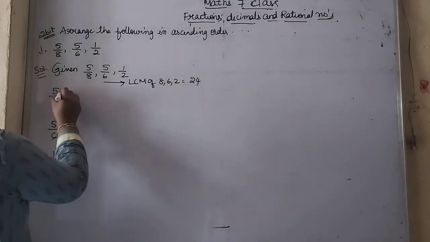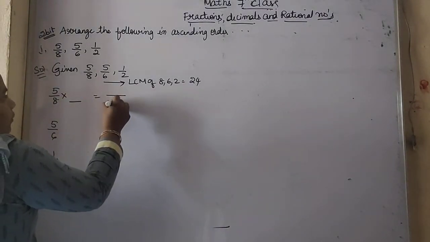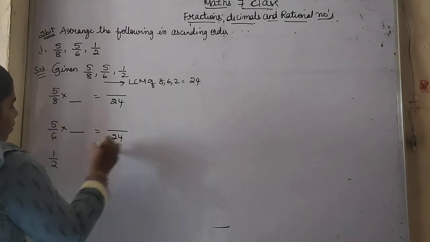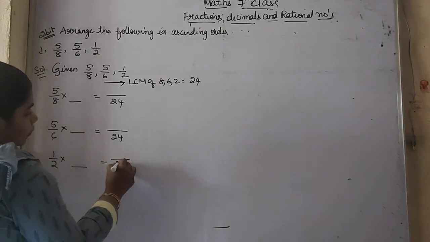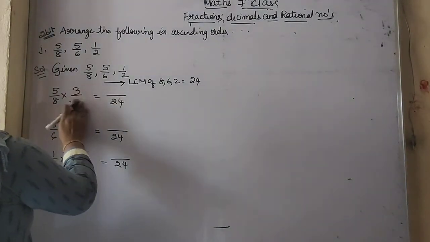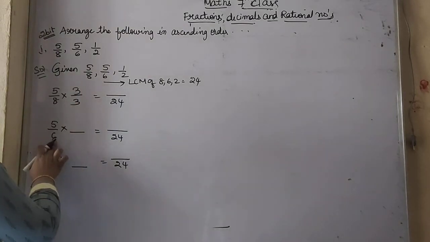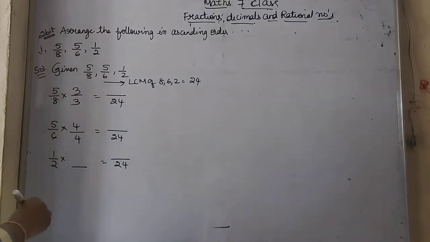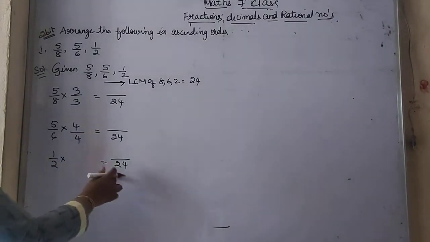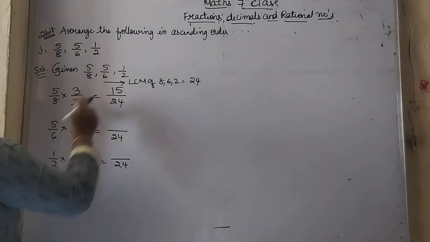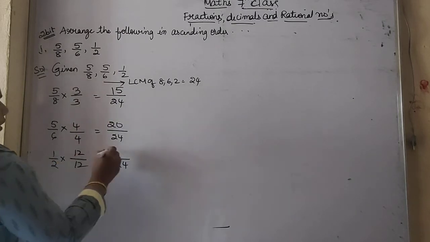Okay, so for 8, how much will you multiply to get 24? We have to take it in the same way. For 6, how much will you multiply to get 24? Again for 2, how much will you multiply to get 24? For 8, that is 3 times, so multiply 3 in numerator and denominator. For 6, that is 4 times, so by 4, by 4. For 2, that is 12 times. Now 5 3s are 15, 5 4s are 20, 1 12 times is 12.